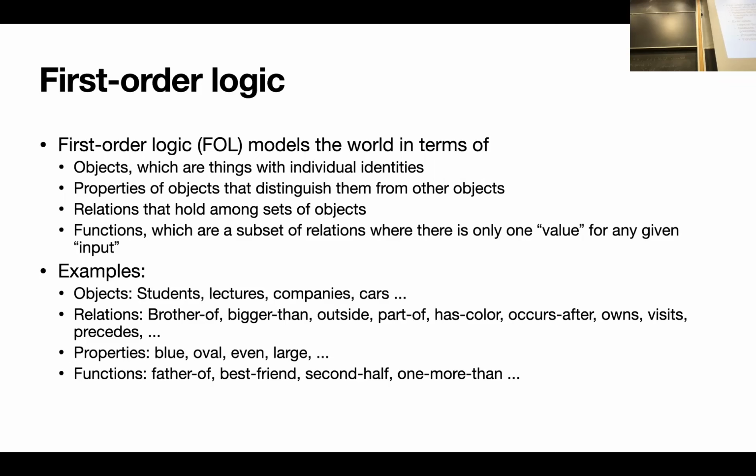Objects are, for example, students, lectures, companies, cars. Relations are brother of, bigger than, has color, occurs after, owns, visits, and so on. Properties could be blue, oval, even, like even and odd numbers, large, small, and so on. Functions could be father of, best friend, second half, one more than, and so on. These are examples of things we can do with first order logic.